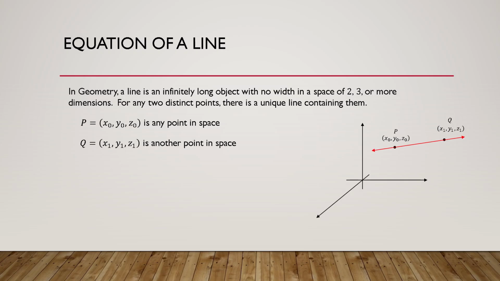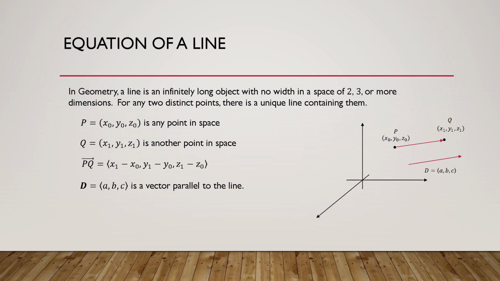We can also establish a vector PQ as x sub 1 minus x sub 0, y sub 1 minus y sub 0, z sub 1 minus z sub 0. Next, let D be a vector ABC parallel to the line described by the vector PQ. If two vectors are parallel, then they are scalar multiples of each other. The vector PQ equals T times the vector D.